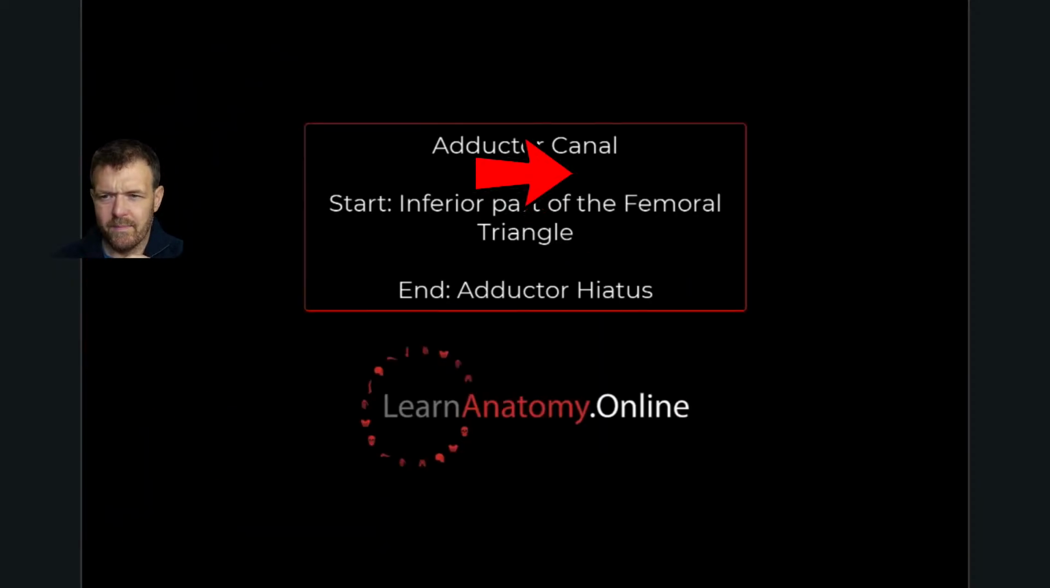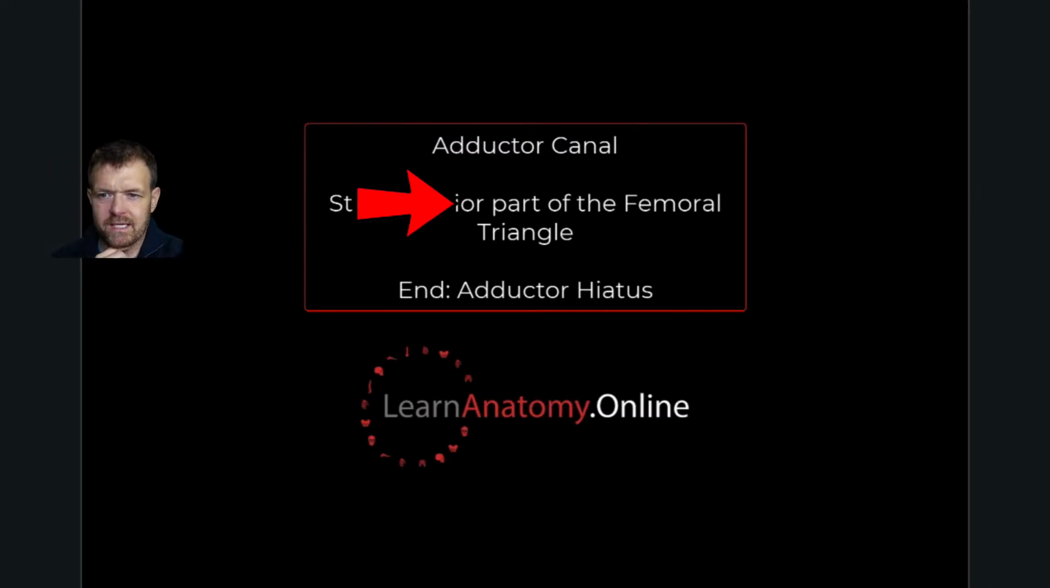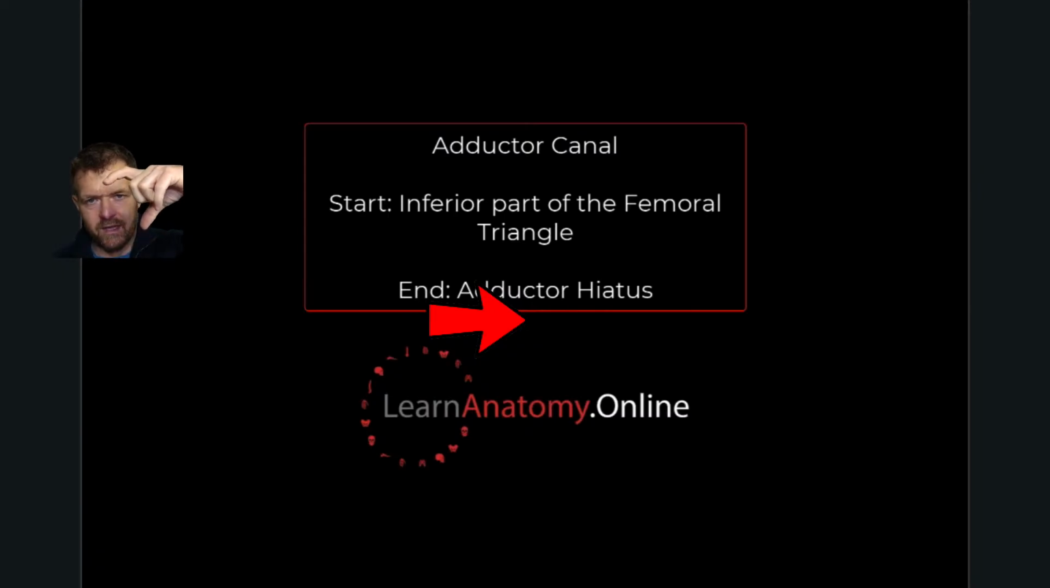So I also mentioned a couple of weeks ago about the adductor canal. So there's a canal that's formed between the adductor muscles and the vastus muscles, where it's like a groove down the front of the thigh, and the vessels just sit on that groove. So this is a little bit lower than the femoral triangle at the top. So the start of it is the inferior part of that triangle, and then the end of this canal is the adductor hiatus, and that's the gap in the adductor magnus that we looked at a couple of weeks ago.